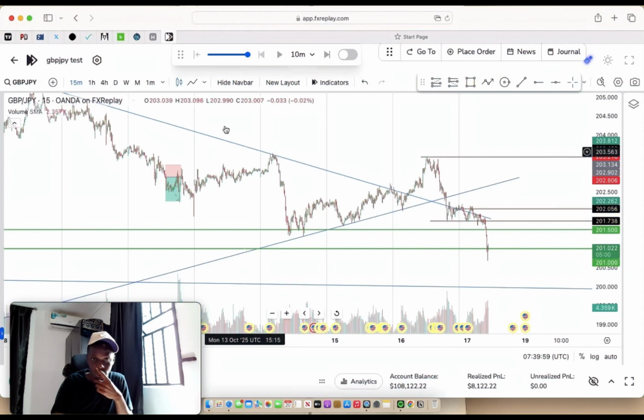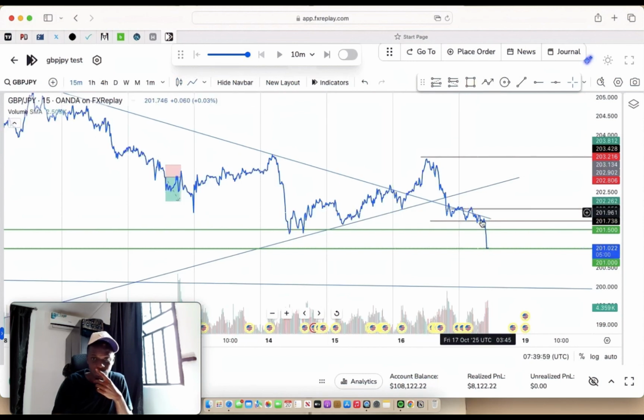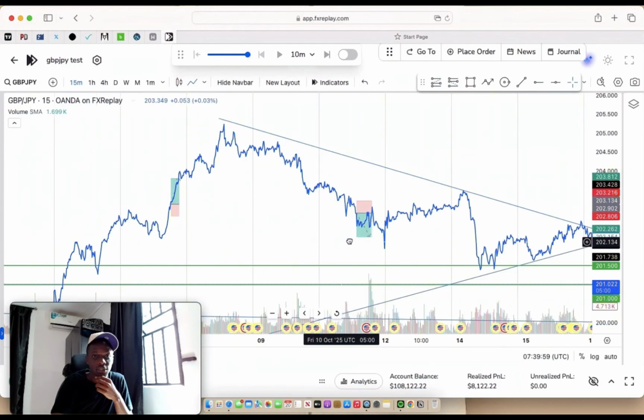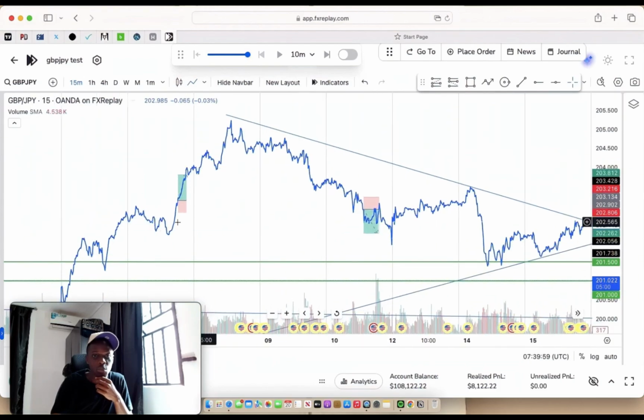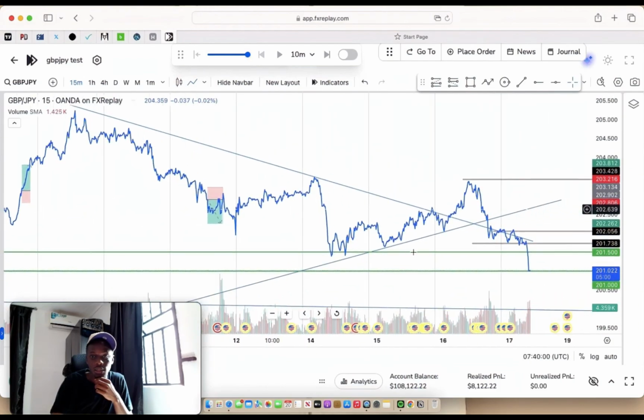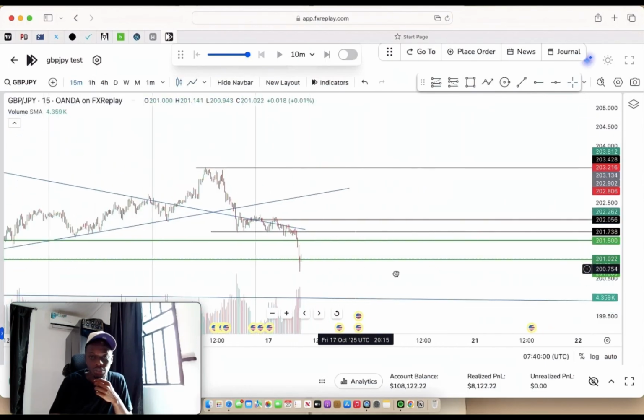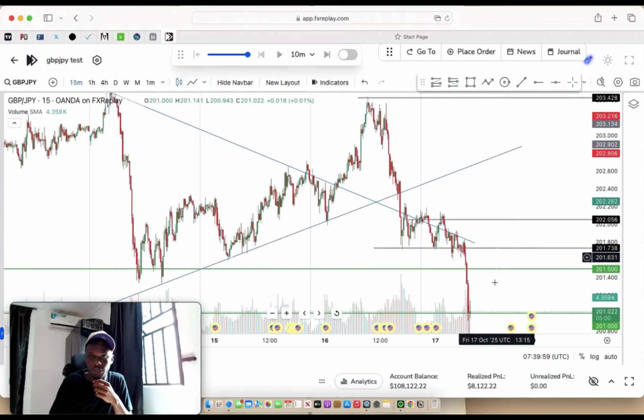Not a very healthy one, but I like the pattern, multiple rejection, the M pattern. You see the M pattern breaks. The same confirmation here, M pattern. The same confirmation here, W pattern. You see? So this trade is not a good trade for me.